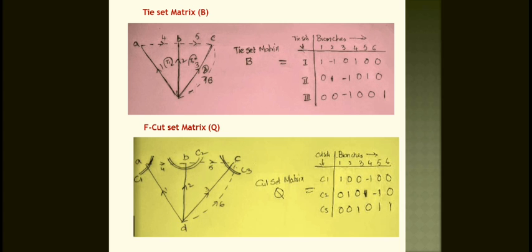And similarly you take the second tie set, which is connecting with the currents here. Branch 1 is 0 and branch 2 is plus 1, branch 3 is in the reverse direction, so minus 1, and branch 4 is irrelevant, so 0, and branch 5 is in the positive, forward direction, so 1, and branch 6 is irrelevant, so 0.